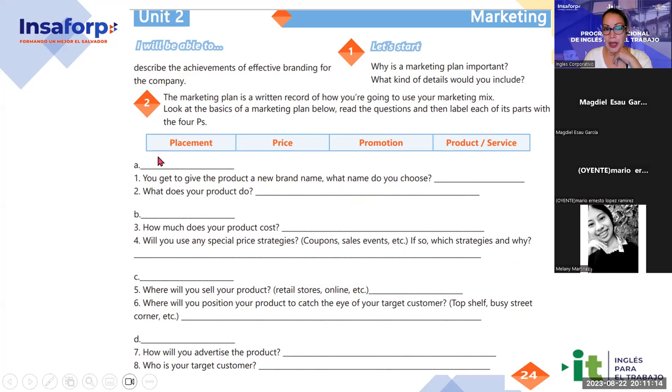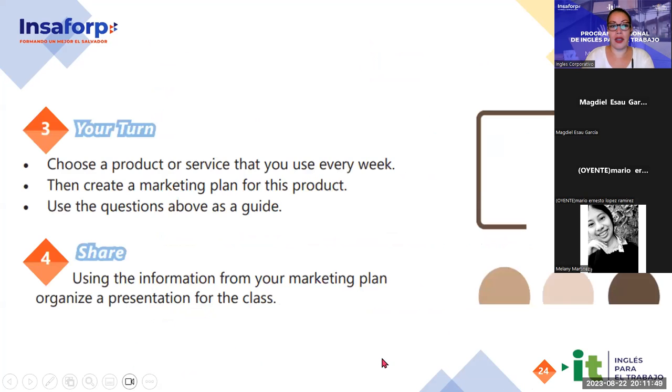For letter C, which is placement, as Maria already said, where would you sell your product? Retail stores, online, etc.? Where would you position your product to catch the eye of your target customer? Top shelves, busy streets, corner, etc. And the last one, which is promotion: how would you advertise the product? Who is your target customer? You will have 10 minutes to work on exercise number three, and then we're going to have time to share the information of your marketing plan for the product or service.